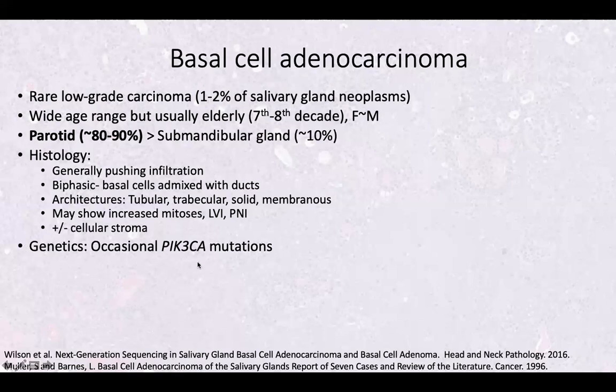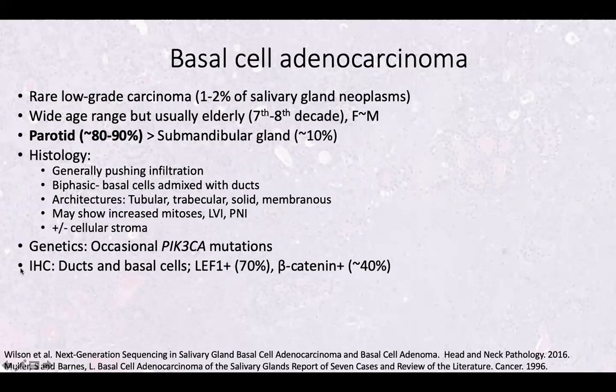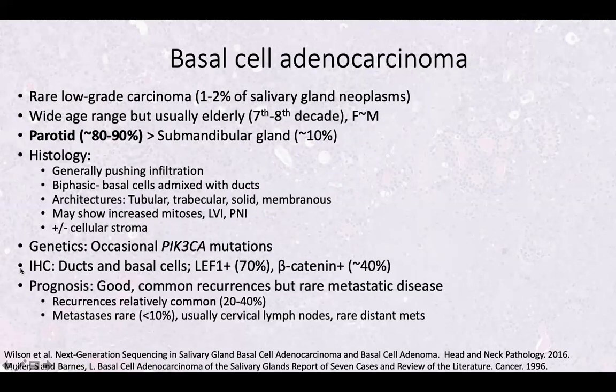Interestingly, these will occasionally show PIK3CA mutations, but they don't tend to show the beta-catenin mutations that we see in basal cell adenomas. We'll talk about that a little bit. And IHC is the exact same as basal cell adenomas, so IHC won't help you here.